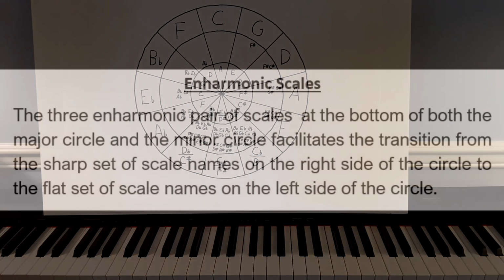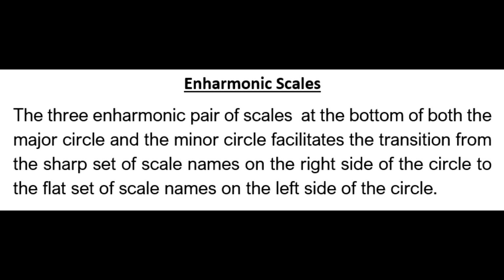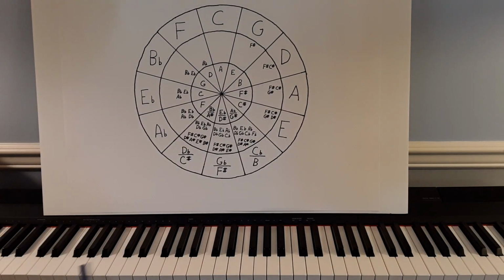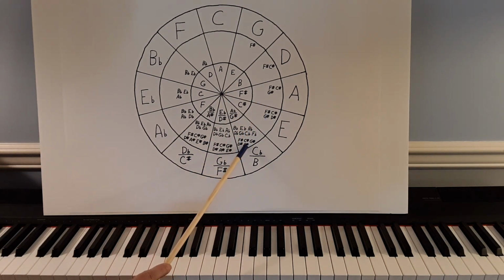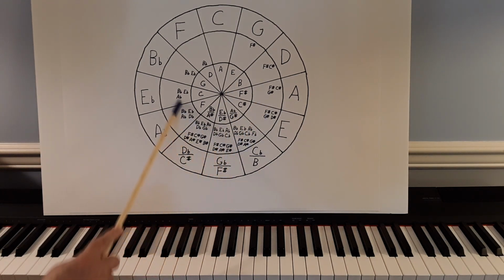The three enharmonic pair of scales at the bottom of both the major circle and the minor circle facilitate the transition from the sharp set of scale names on the right side of the circle to the flat set of scale names on the left side of the circle. So these act as a transition from going from sharp key signatures over to flat key signatures. And each pair of enharmonic scales shares the same physical key on the keyboard.